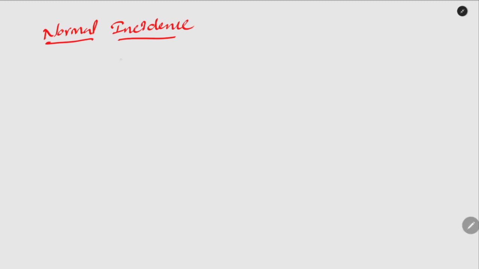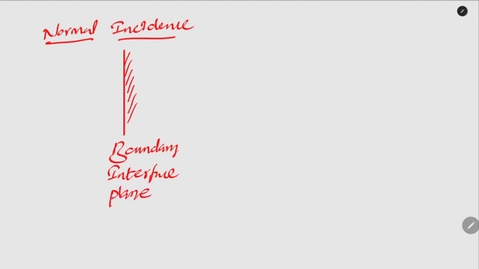So for example, I will take the interface which is separating the two media like this. Assume this is the boundary separating the two media. It can be an interface, and it is actually a plane which is separating the two media or surface. So we will consider it is a medium 1, it is a medium 2.